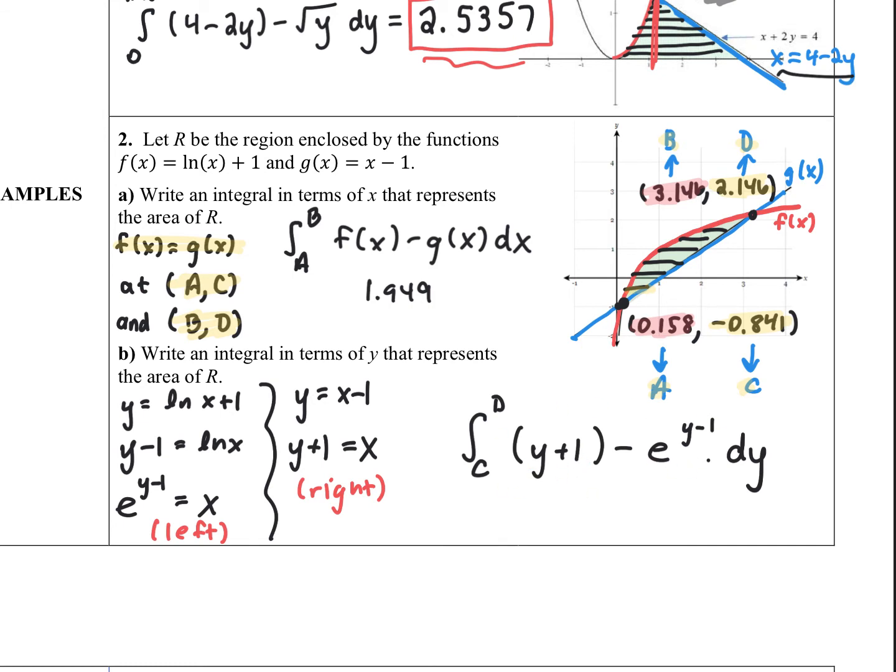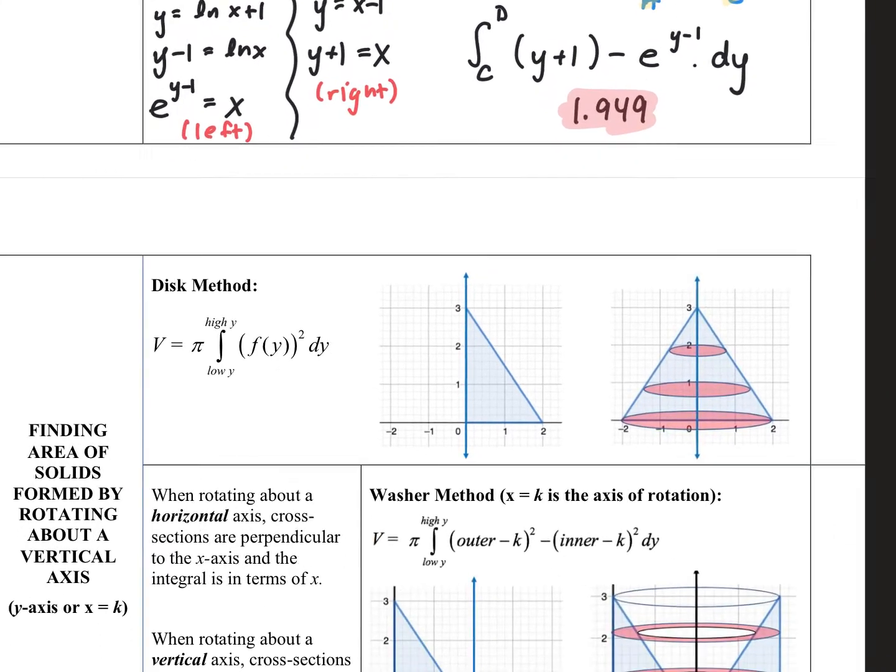And if you plug this into the calculator, you get 1.949, which matches what I got in part A, because the area of that region is its area. It doesn't matter which method you use. Some problems are easier to do in terms of x, and some are easier to do in terms of y. In the next part, we're going to look at some more rotational solids.